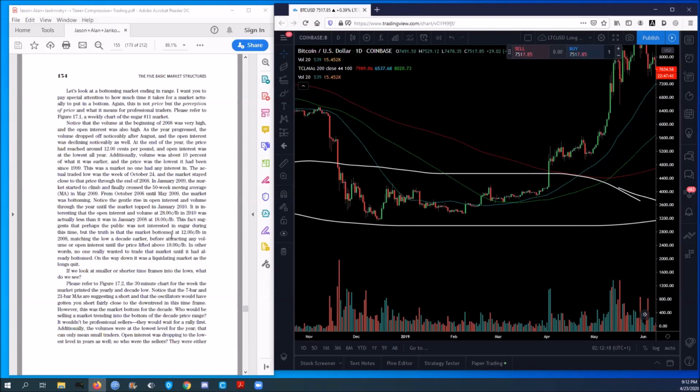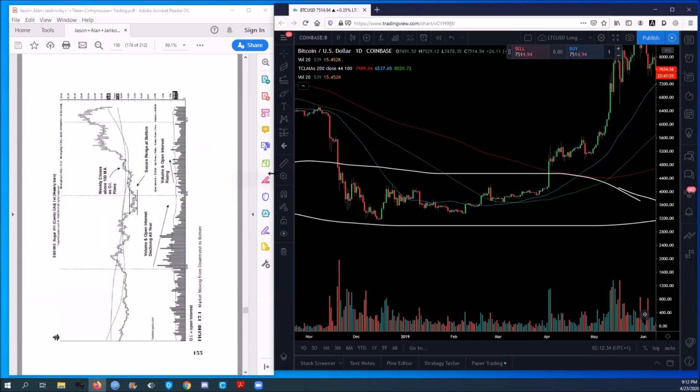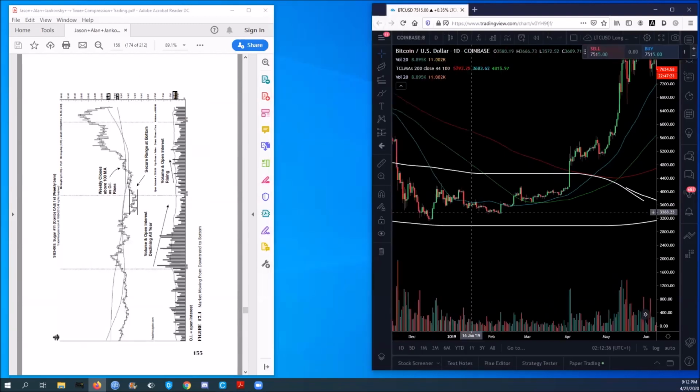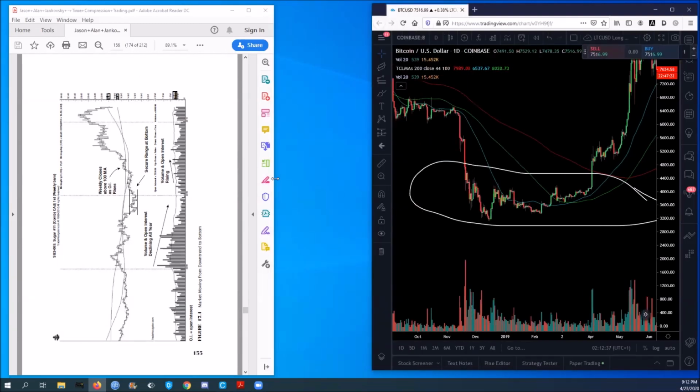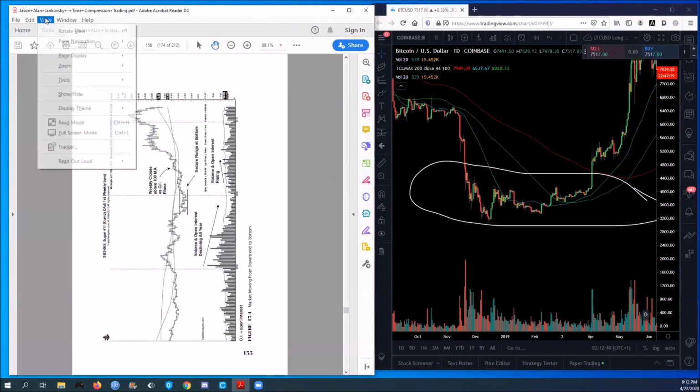Let's look at a bottoming market ending in range. He's going to give us a picture here, and he wants us to pay special attention to how much time it takes for a market to actually put in a bottom. This is not price, but the perception of price and what it means for professional traders. So here he gives us this chart. And I'm going to go back to a little bit more of a squeezed view because I'm going to have to rotate this for everyone to see it. Rotate clockwise.